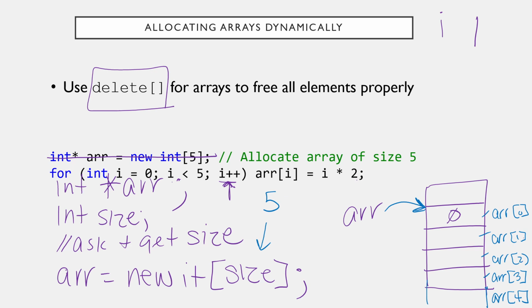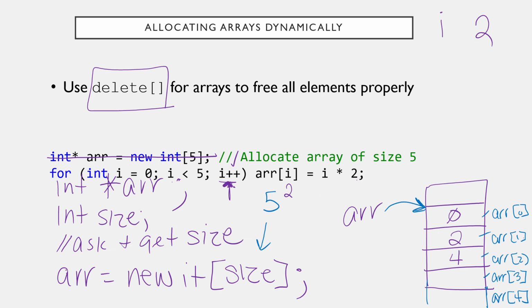So now i is 1. 1 times 2 is 2, and that gets assigned here, so that's a 2. Then we go here and we change this to a 2. i is now 2. So this is 2 times 2 is 4. So array at index 2 is going to have the value 4.